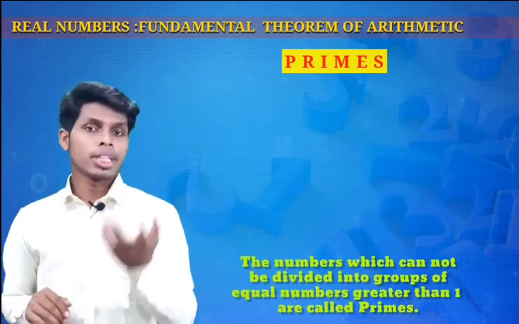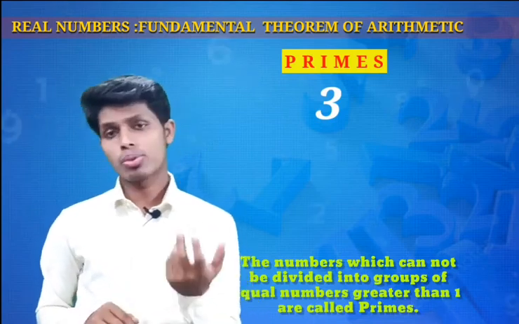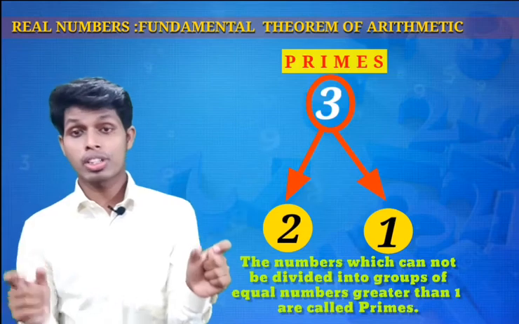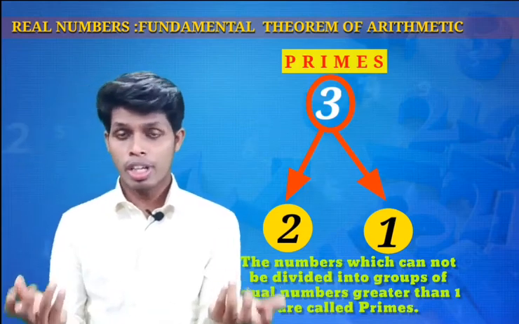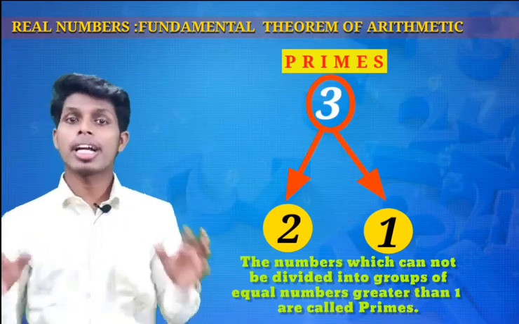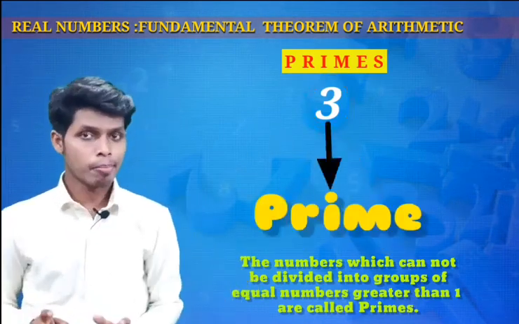So say you have 3 chocolates. If you want to distribute these to more than one child, that is to 2 children, you have to give 2 chocolates to one and 1 chocolate to another one. So everyone doesn't get an equal number of chocolates. So 3 cannot be divided into groups of equal numbers. So 3 is a prime number.